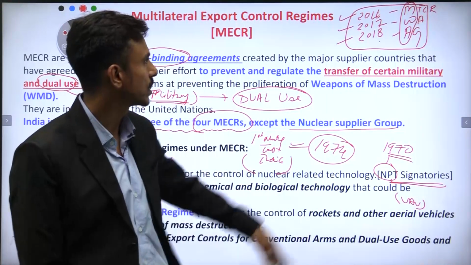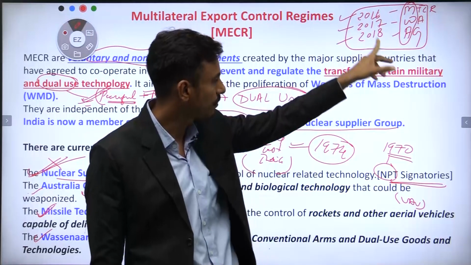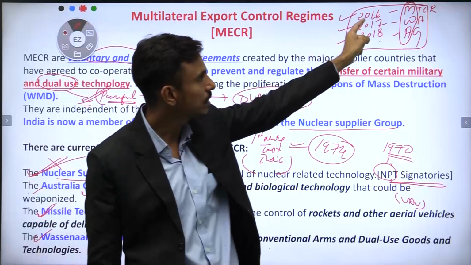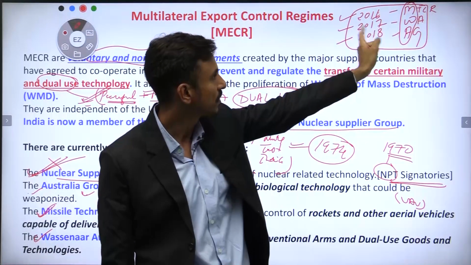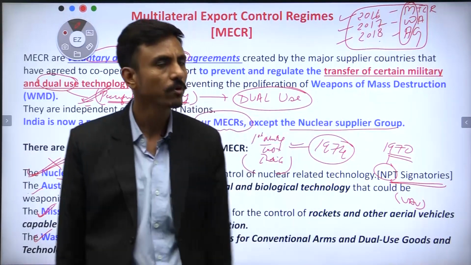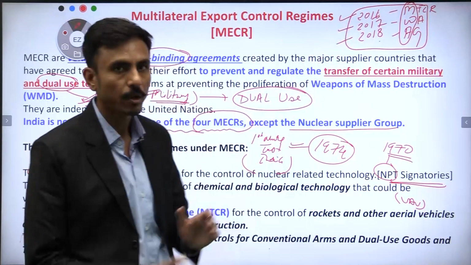They may ask you a question with regard to India becoming a member of the 3 MECRs or multilateral export control regimes. 2016, India became a member of the MTCR, 17, WA, Wassenaar Arrangement, and 2018, India became a member of the Australia Group, right? So MWA. I hope it is clear.